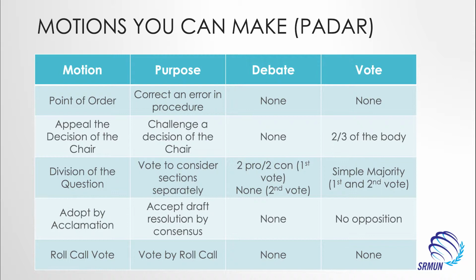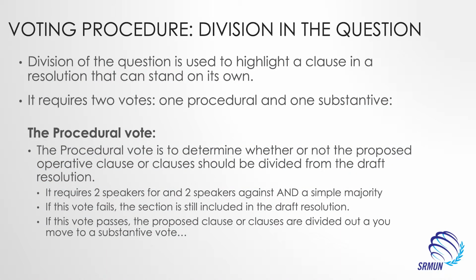The third is division of the question, which is to vote on certain sections of a draft resolution separately. This is typically used to highlight a certain part of a resolution if you think it's strong enough to stand on its own. During the division of the question, you'll have a 1 vote to decide if it should be divided, and we'll have 2 speakers for and 2 people against dividing out that part of the resolution.